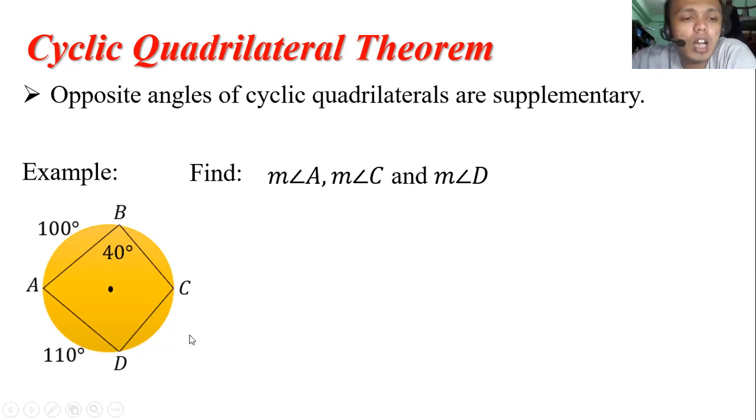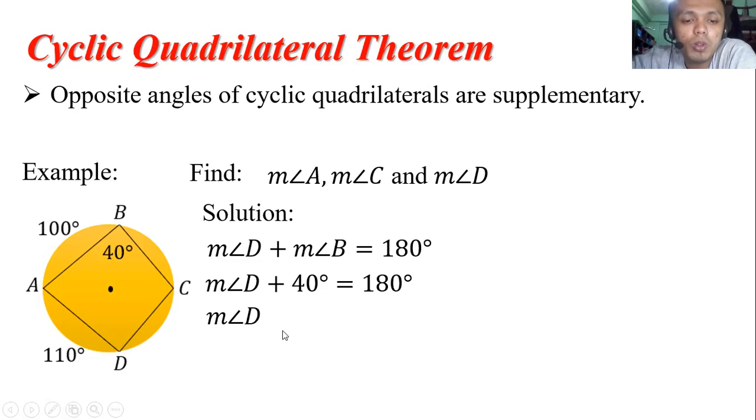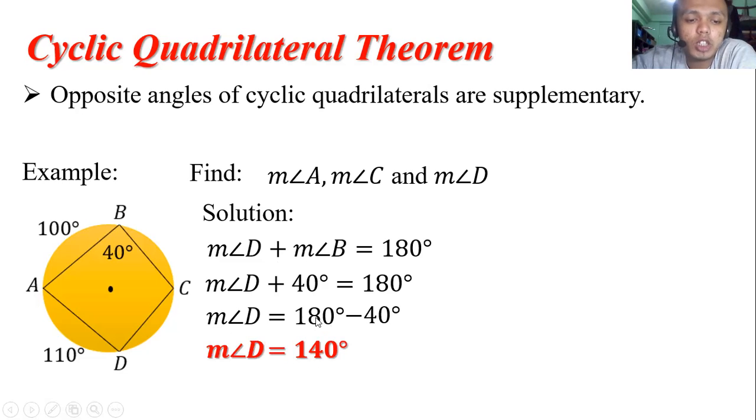Unahin natin si angle D since given naman si angle B. Sabi dito, opposite angles of cyclic quadrilaterals are supplementary. Ibig sabihin, si angle D and angle B are opposite angles. At the same time, they are supplementary. So kung supplementary, we have measure of angle D plus measure of angle B is equal to 180 degrees. Substitute your measure of angle B to 40, and then transpose it to the other side. Then we have measure of angle D is equal to 180 minus 40, which is 140 degrees for your measure of angle D.